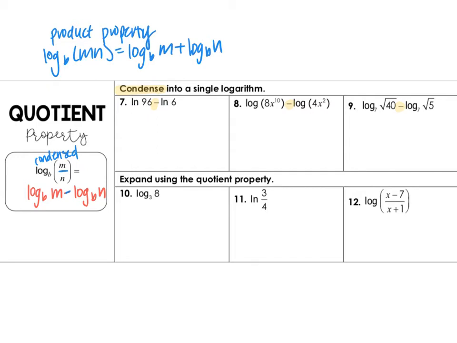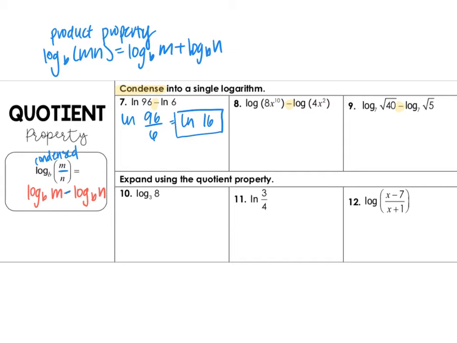So this is natural log 96 minus natural log 6, and we can rewrite this as natural log 96 over 6, which will then be natural log, and then you just divide 96 over 6 to get 16. And that's your final answer there.